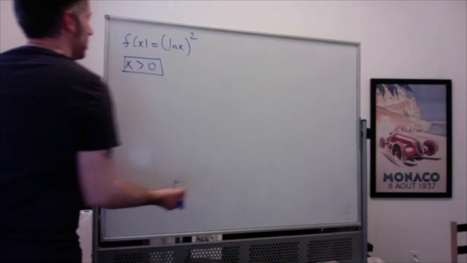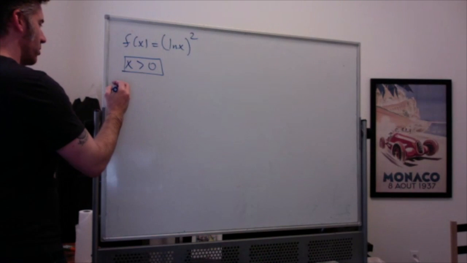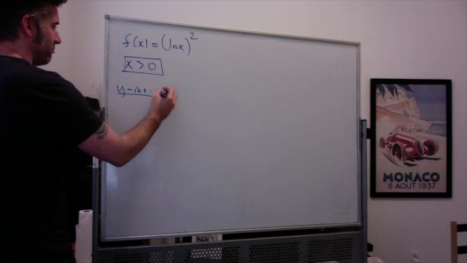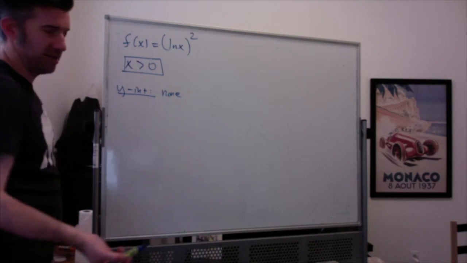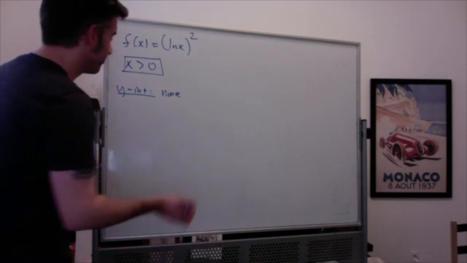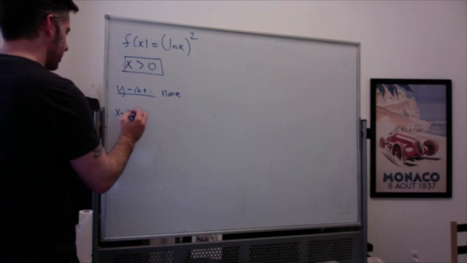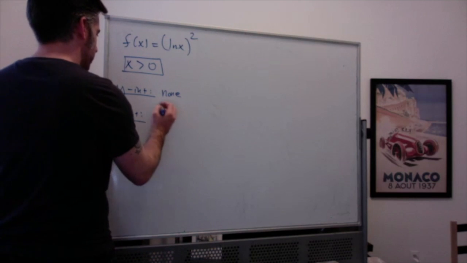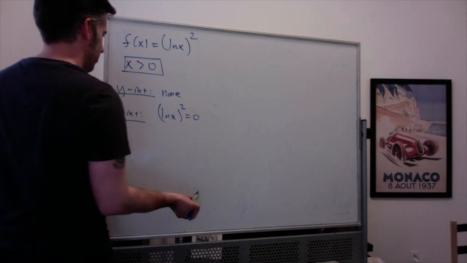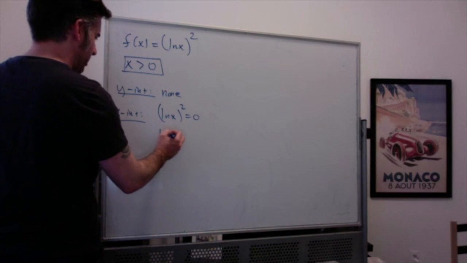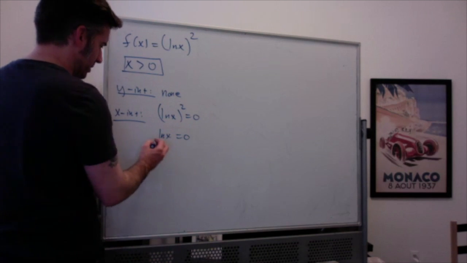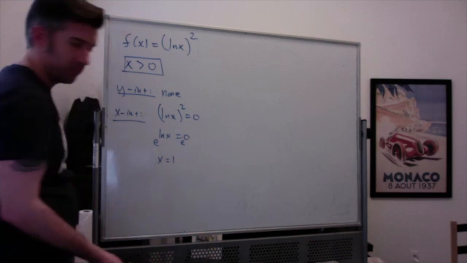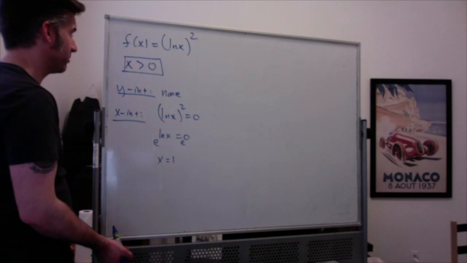So let's see what we've got here. Y-intercept, well, there can't be a y-intercept because x can't equal 0. X-intercept, set the whole thing equal to 0. So natural log of x squared equals 0 means the natural log of x would have to equal 0, which means e to the natural log of x equals e to the 0, which means x equals 1. So 1 is our x-intercept.